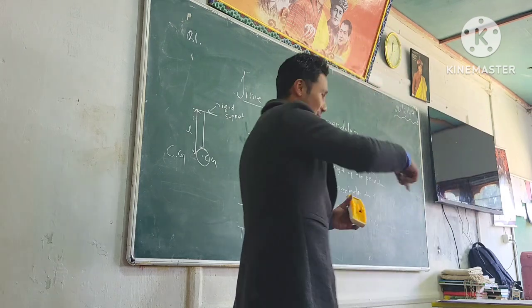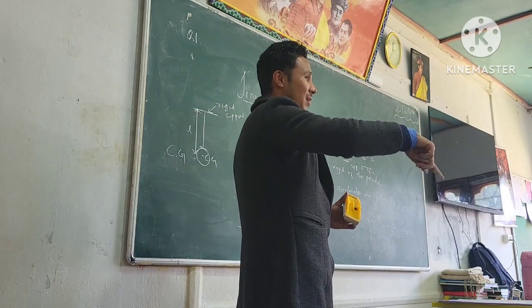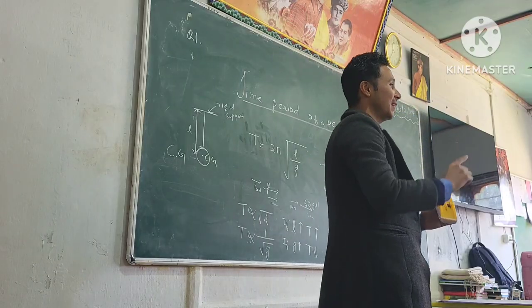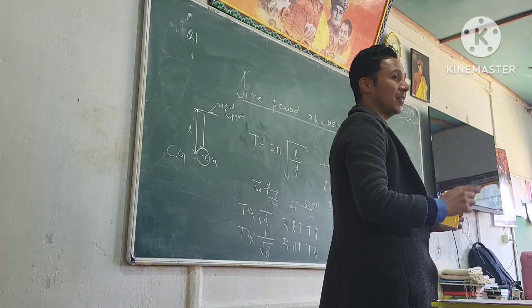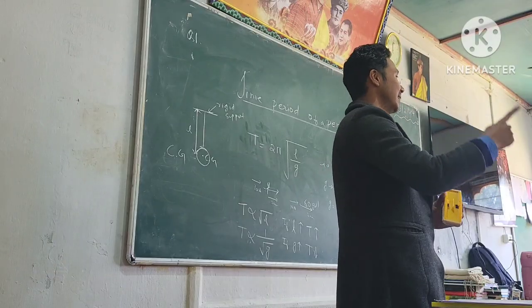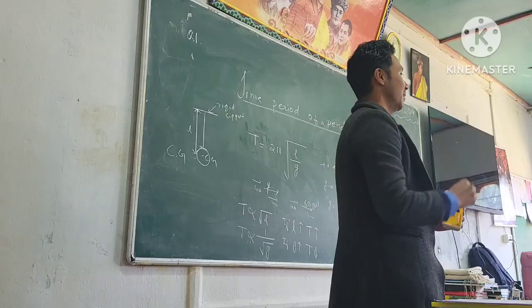Yes. So for the same pendulum, if I find the time period at the equator and if I find the time period at the pole, do I get the same answer? No, I don't get the same answer. Why? Because the g value is different. Yes, sir. In which case do we get the more time period?